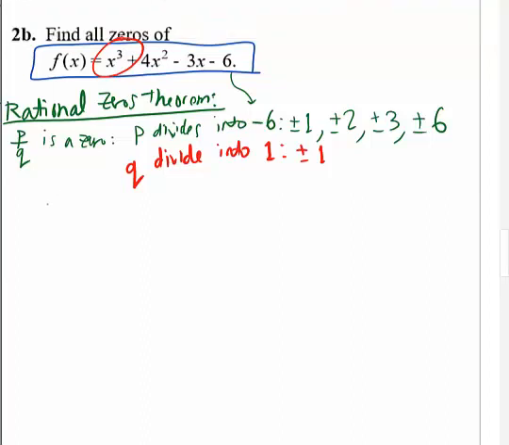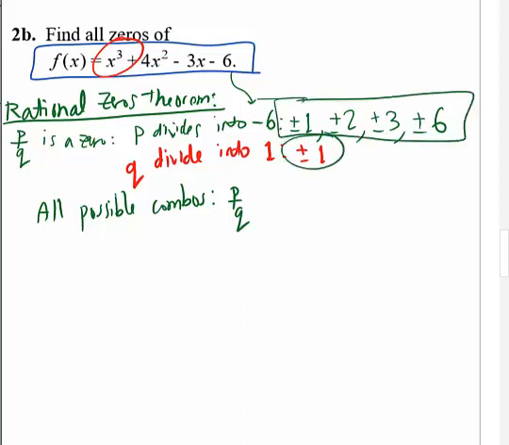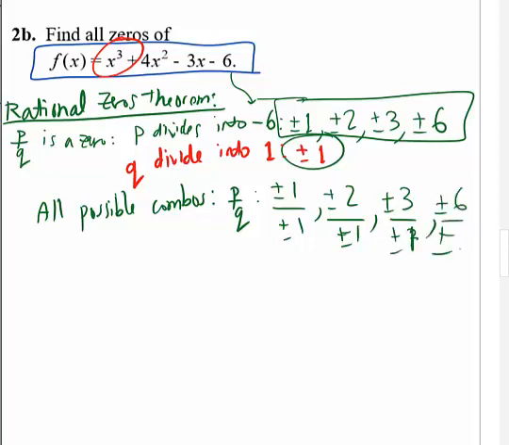So not much divides into 1, only 1 and -1. Now I'm supposed to look at all possible combinations of p over q. So any of these p's that I wrote here over this q. So I'll do plus or minus 1 over plus or minus 1, plus or minus 2 over plus or minus 1, plus or minus 3 over plus or minus 1, and plus or minus 6 over plus or minus 1.